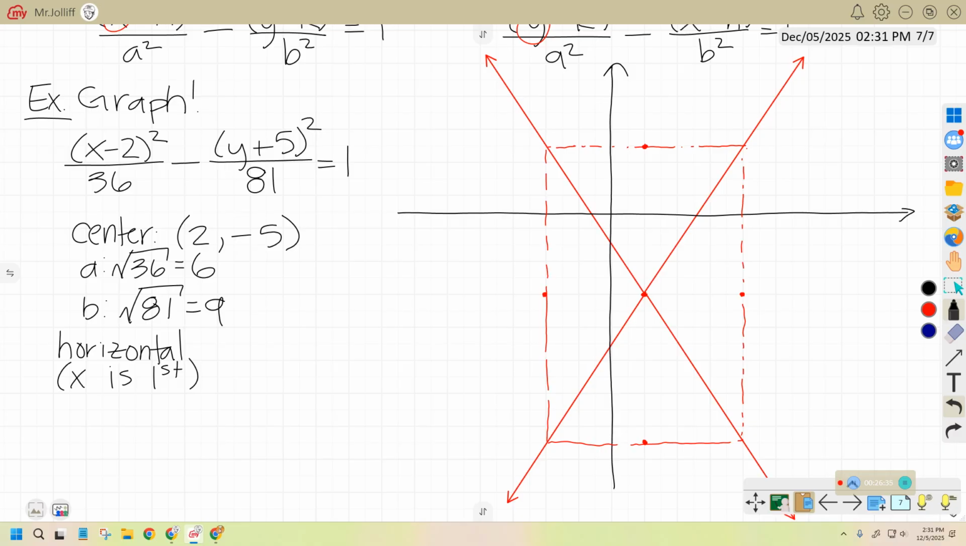The curve. I start at the vertices and then I trace the curve out towards the asymptotes. Because this is horizontal, the points on the left and right sides are my vertices. I'm going to start at the vertex in a nice smooth curve out towards the asymptote. And these are going to be low and flat because this is a wide curve.